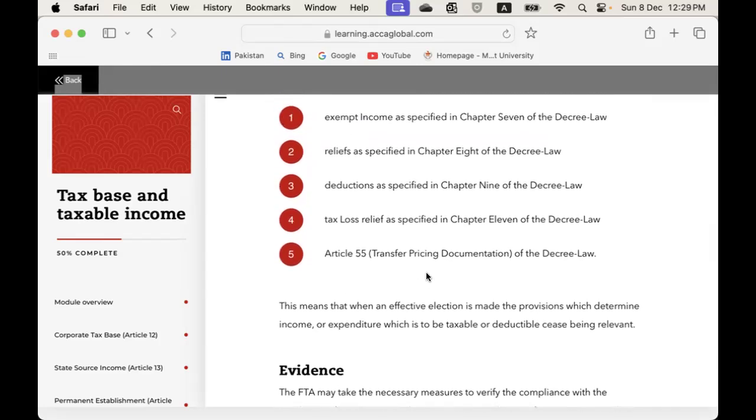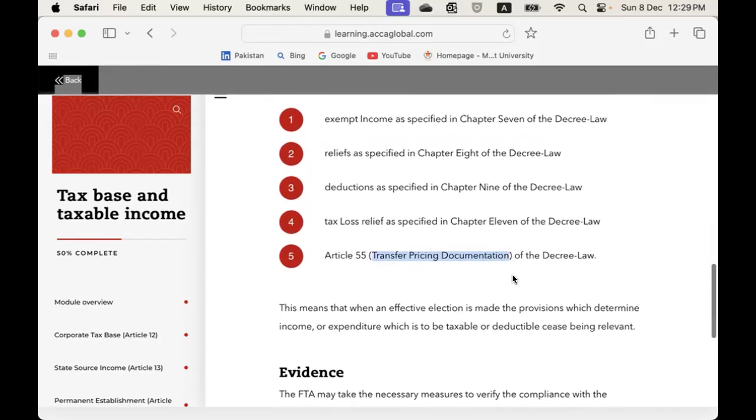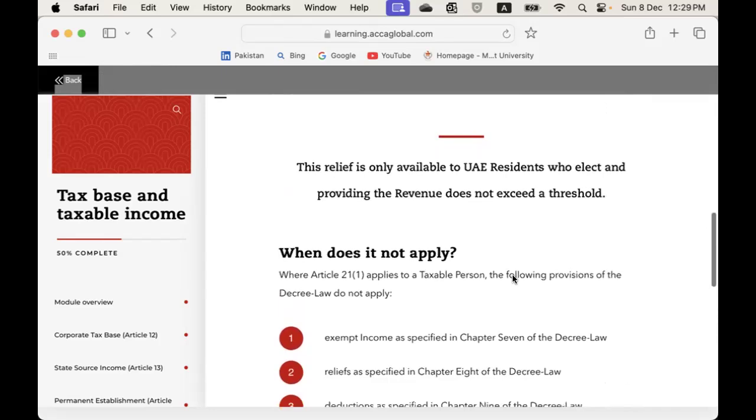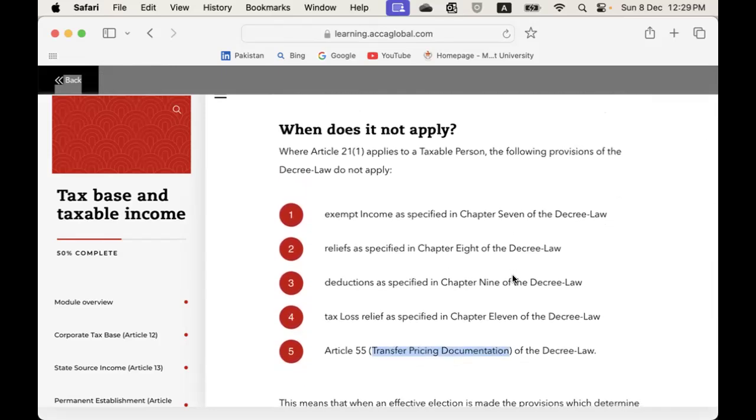But a question should come into our minds. Why would we consider transfer pricing documentation for a company which is so small that it is hardly earning 3 million dirhams? Can somebody give me this answer? Shouldn't we think along these lines as practitioners? Because maybe they have shifted their profits.